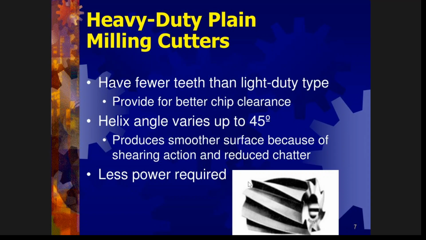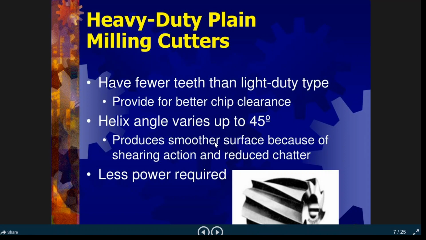Then for heavy duty, the inclination increases again. The helix angle is up to 45 degrees. So this is used for heavy duty because the metal removal rate can be increased very high. The metal removal rate is also very high.